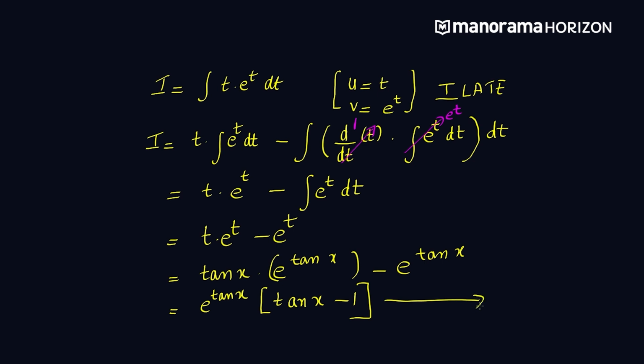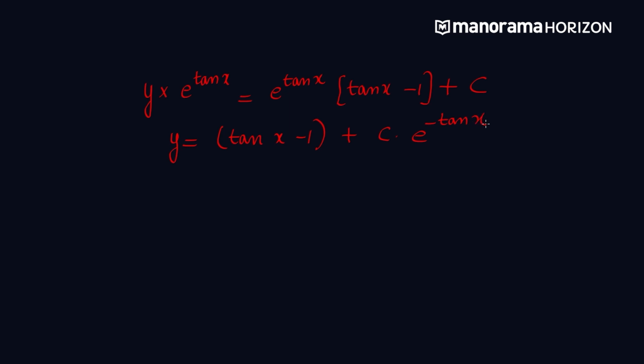Now substitute this value of I in our main equation. So the solution becomes y into e raised to tan x is equal to e raised to tan x into tan x minus 1 plus c, or from this y is equal to, dividing by e raised to tan x, we get tan x minus 1 plus c into e raised to minus tan x. And this is the general solution of the given differential equation.